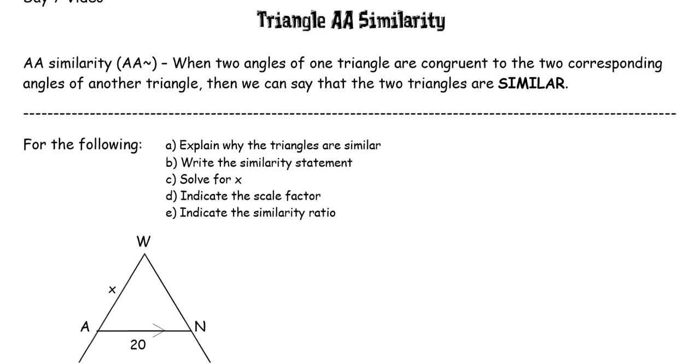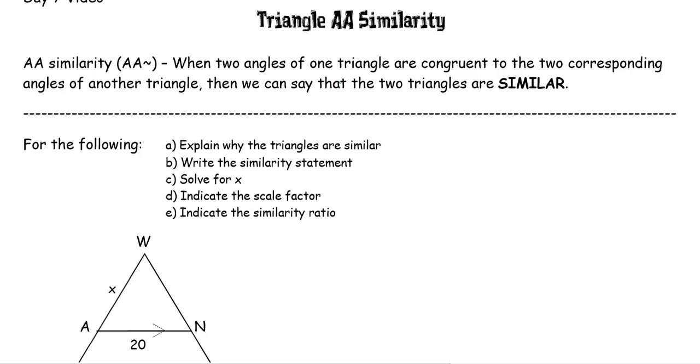We are going to be working on triangle similarity, and we're going to show how to prove triangles are similar using the angle-angle similarity postulate. And the angle-angle similarity postulate is when two angles of one triangle are congruent to two angles of another triangle, then we can say that they are similar.